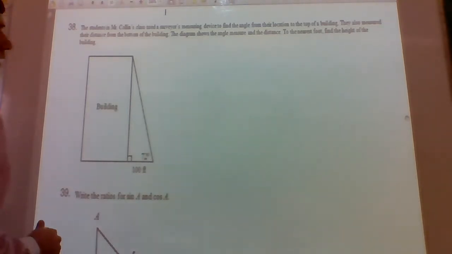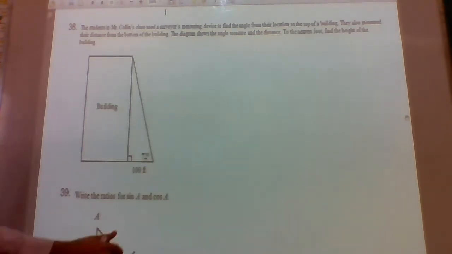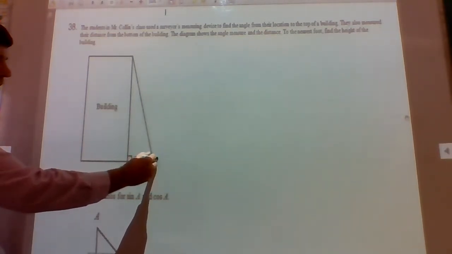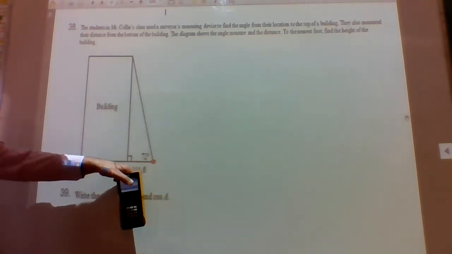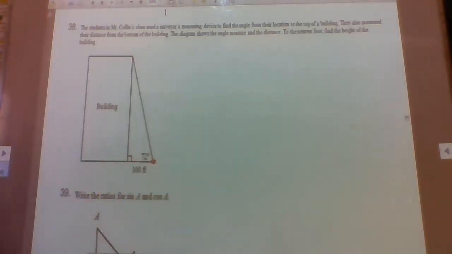They used a surveyor's measuring device to find the angle to the top of the building. The angle from where they were standing to the top of the building was 72 degrees. They measured the distance from them to the bottom of the building as 100. They want to find the height of the building to the nearest foot. So the height of the building we can call x.